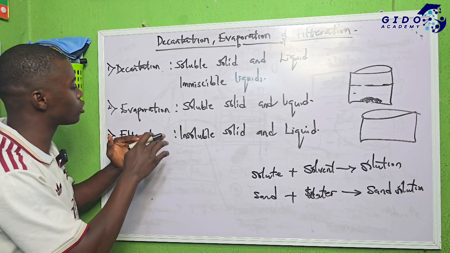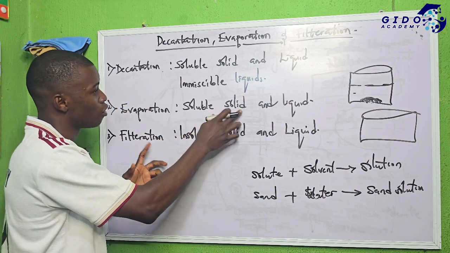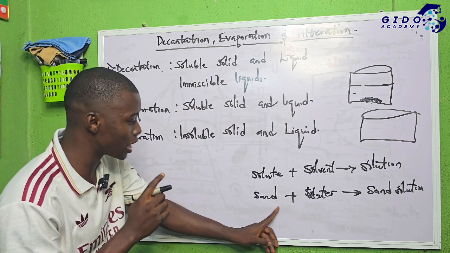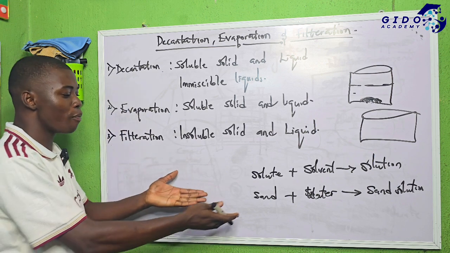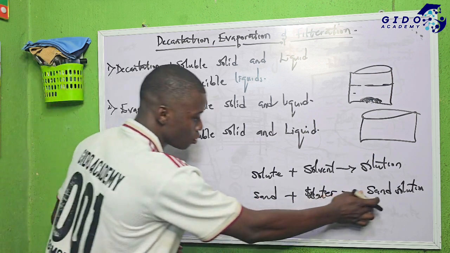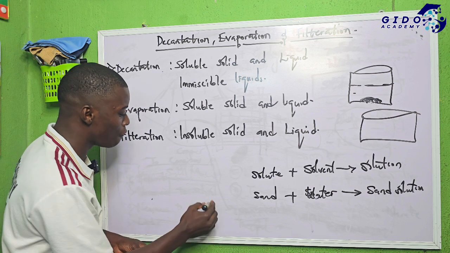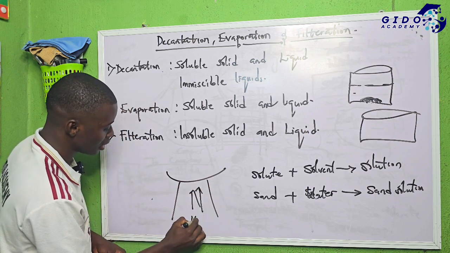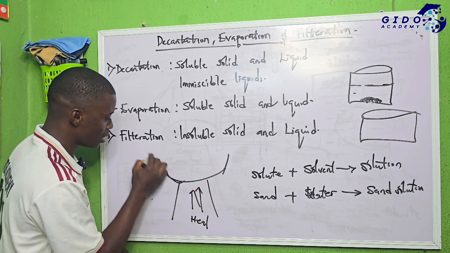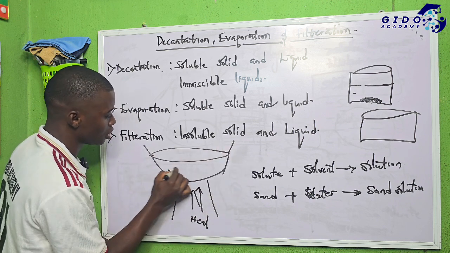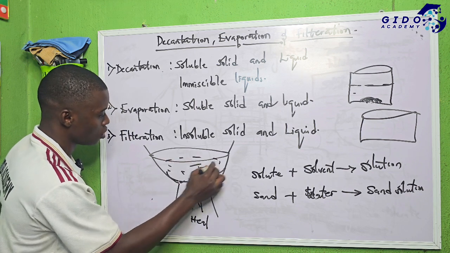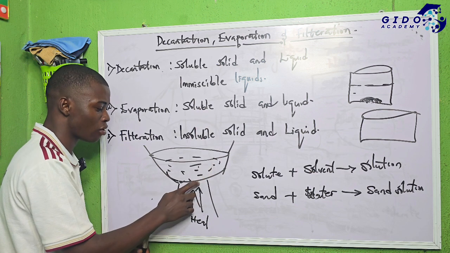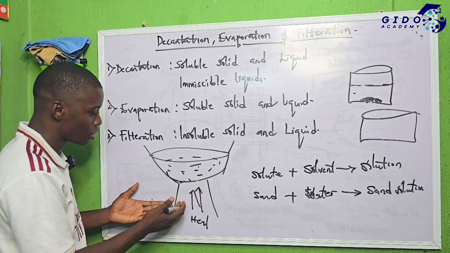Another very good method we use again is called evaporation. Evaporation is to separate soluble solid from solution. Almost the same thing as this one. So what we have here, the one of sand and water again, what we do is that if you put your sand solution in fire, evaporation is going to take place immediately. This is heat, and this is your sand and water solution. If you heat it, the water is going to evaporate, and what you are going to have here is sand. So you can actually separate it.